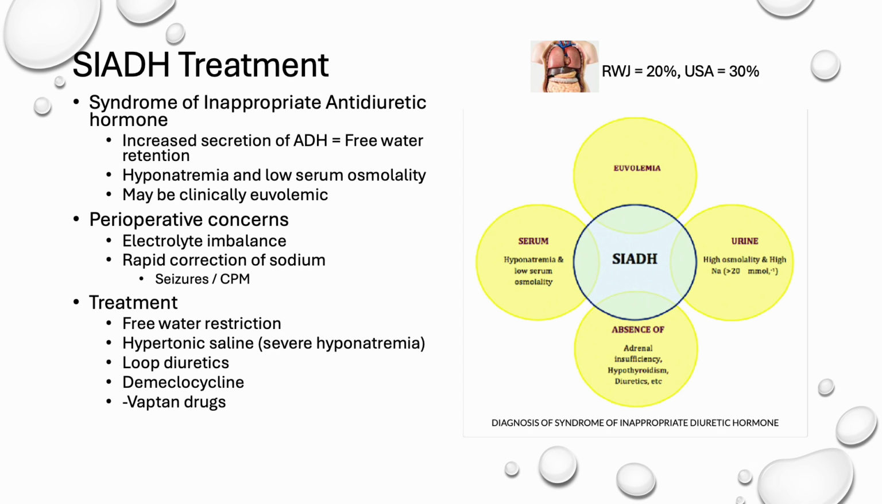Loop diuretics, which eliminate free water, and demeclocycline. Now, demeclocycline is an antibiotic that blocks the release of antidiuretic hormone. Perhaps what this question was about was the less commonly used vaptan drugs. These are vasopressin receptor antagonists, which block the action of already released antidiuretic hormone. So all of these treatments can be utilized, generally starting with free water restriction and moving on to the pharmacologic agents.